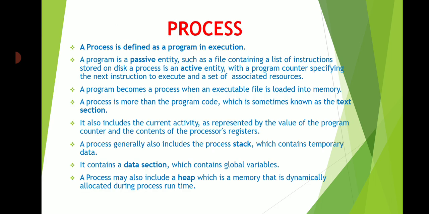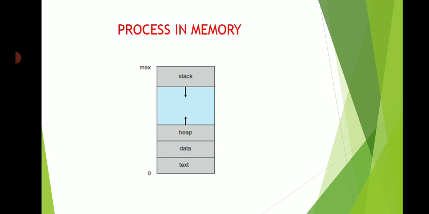The text section includes the program code, and it includes the current activity as represented by the value of the program counter and the contents of the processor registers. The stack contains the temporary data. The data section contains the global variables. A process may also include a heap, which is memory that is dynamically allocated during process runtime. So here is the process in memory. Memory contains the stack, heap, data and text section.